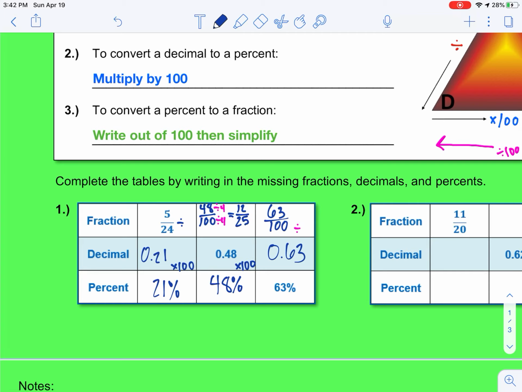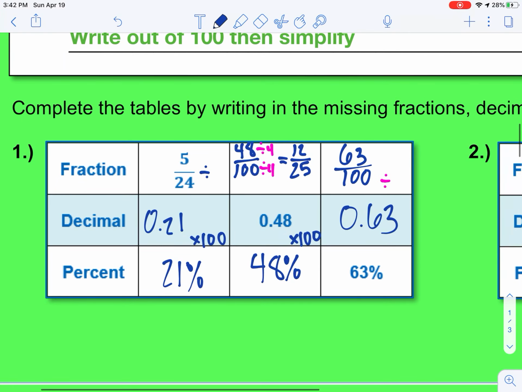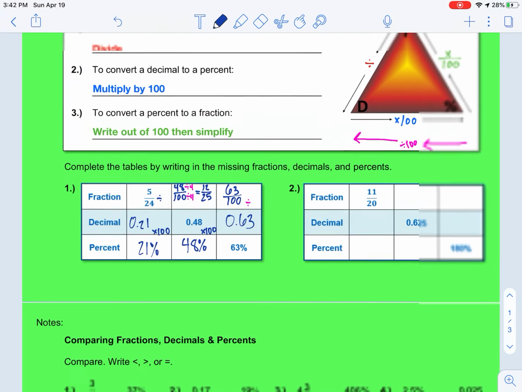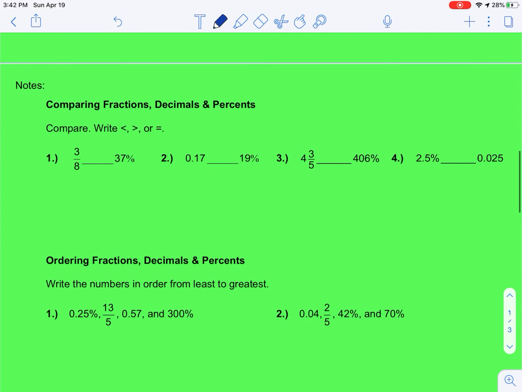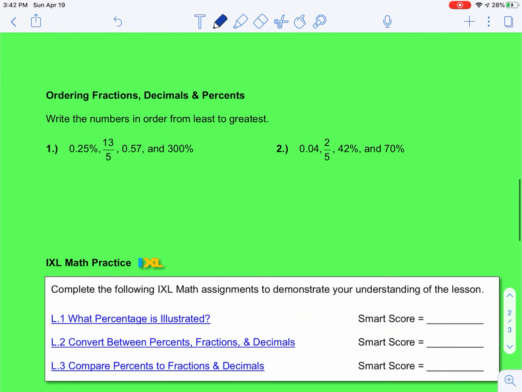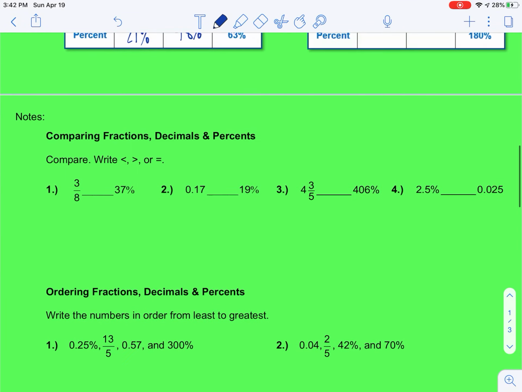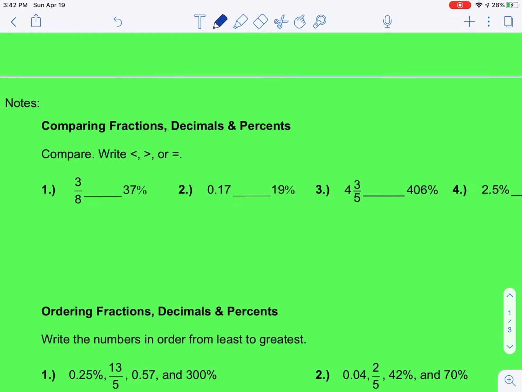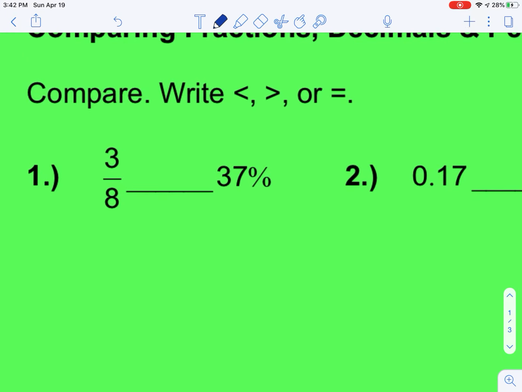All right, I will not be doing number 2. You're more than welcome to do that one on your own if you would like. I believe that you have enough instruction now to be able to do these problems. All right, a couple more here. We'll do the first couple together, and then maybe do an ordering one. We'll see. I don't think that's on the IXL. Nope, it's just comparing. So we'll just do a couple of these ones together, and then I'll let you on your way here.